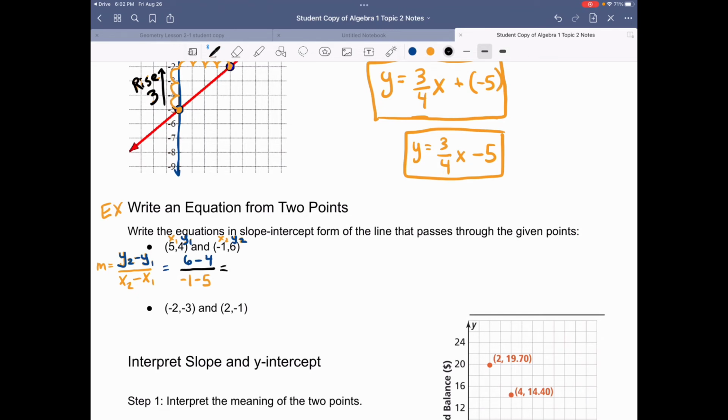So now we just do that math. 6 minus 4 is 2. Negative 1 minus 5 is negative 6. And that reduces to just negative 1/3. This is our rise over our run. This is our m. Okay? We need to save that number for later, so I'm going to highlight it. And that is our m.